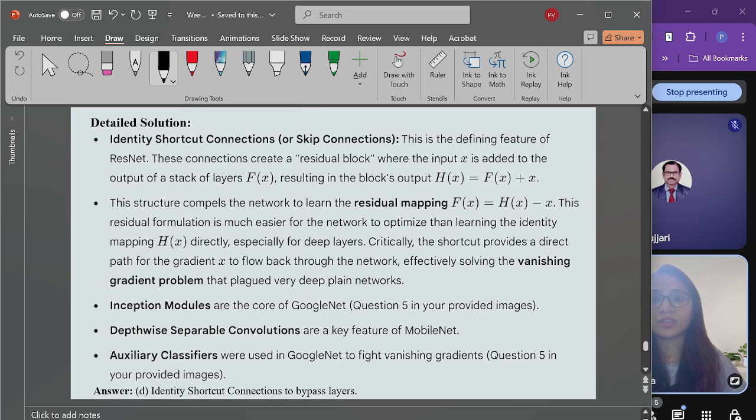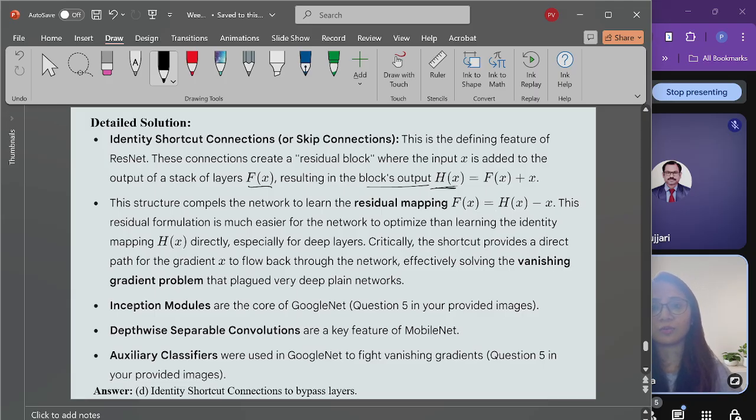So the solution is identity shortcut connections or skip connections. This is a defining feature of the ResNet. These connections create a residual block where the input X is added to the output of the stacked layers, that is F(x), and the resulting block's output, that is H(x), equals F(x) plus x. So this structure compels the network to learn the residual mapping F(x), that is H(x) minus x.